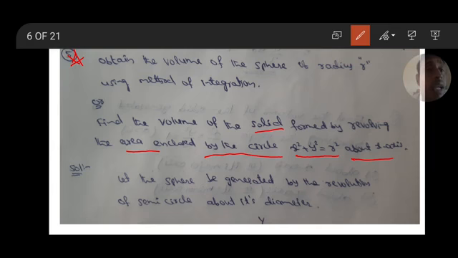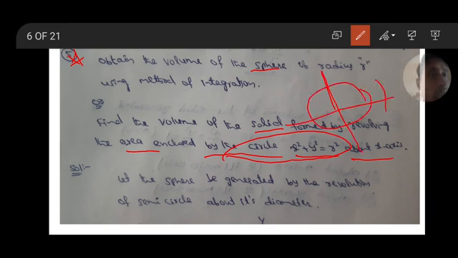Here the volume of the sphere is directly given. If the circle is revolved about the x-axis, this area revolving about the x-axis, we get a sphere, and we have to find that value.